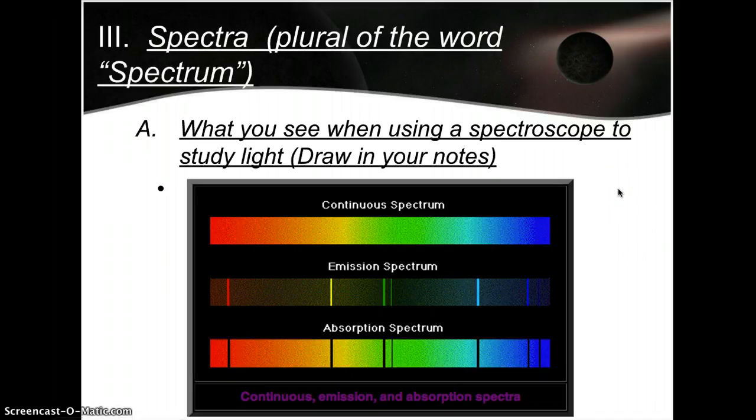So the word spectrum, first of all, is a plural word. Spectra is the singular for that. So there are different types of spectra that we can observe, and what you would see if you were using a spectroscope might look something like what you're seeing on the screen here. And so I'd like you to draw these in your notes.